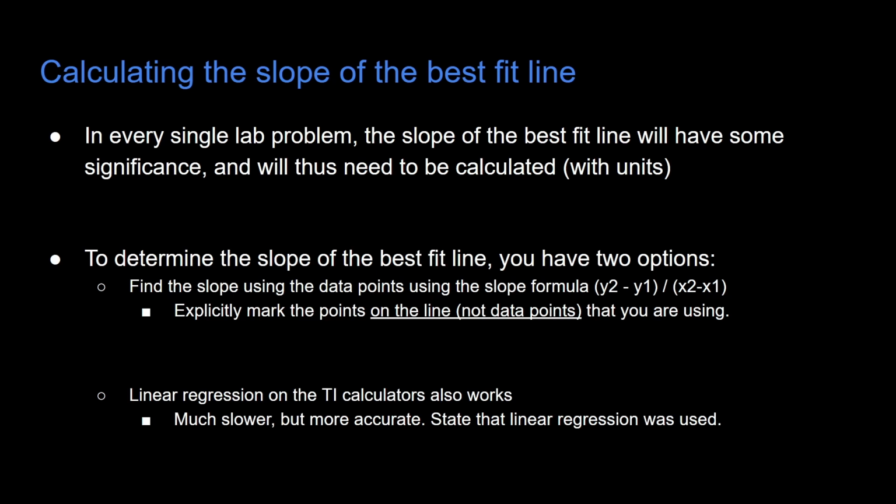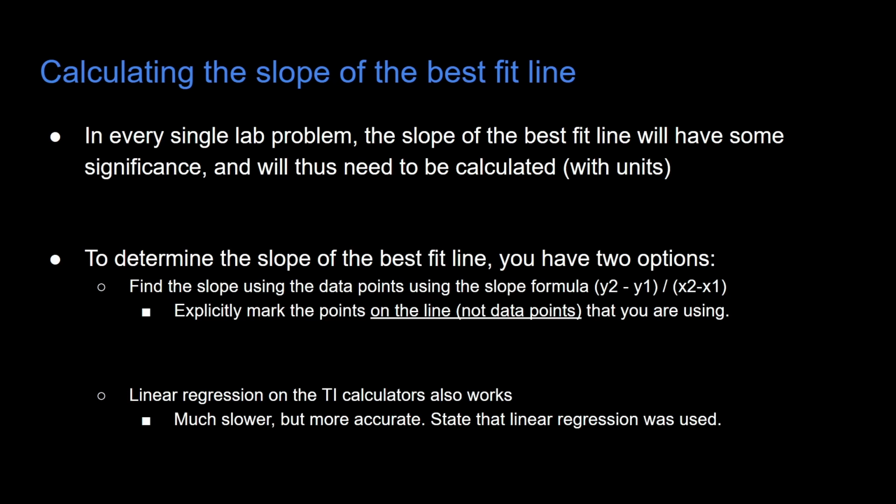sometimes you have to do this if they just plot the points. You have to explicitly do rise over run, so y2 minus y1 over x2 minus x1. Explicitly mark the points that you're taking the slope between on your line, so the College Board graders know that you're being a smart human and using points on the line and not just random data points.